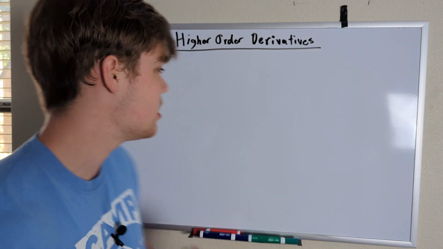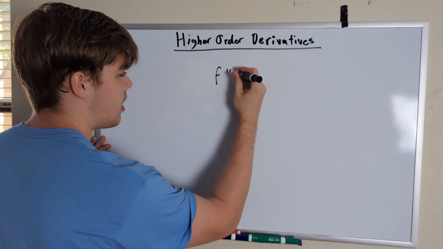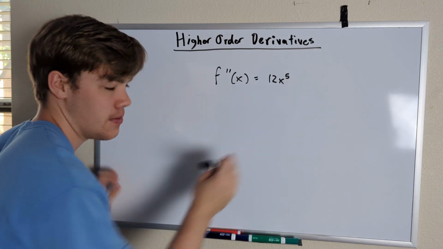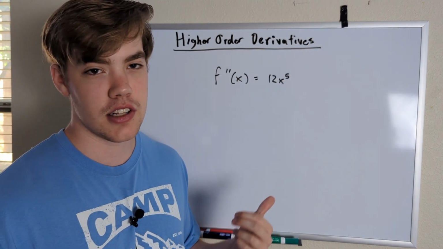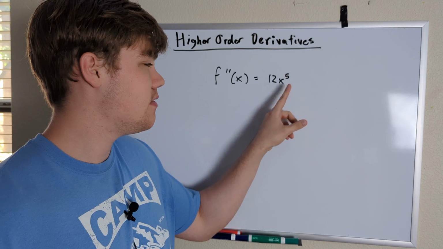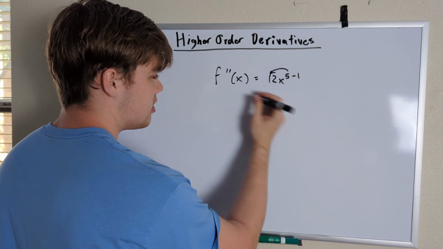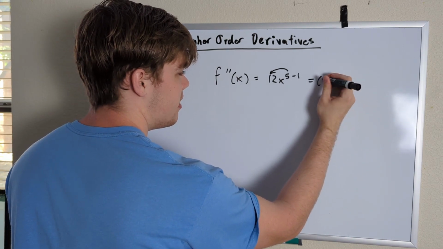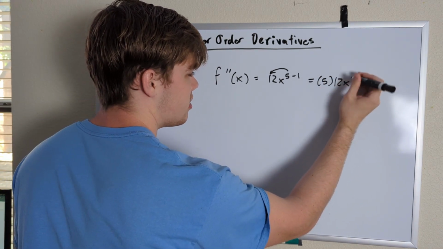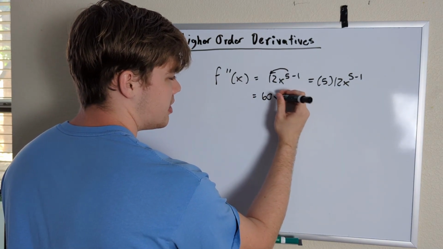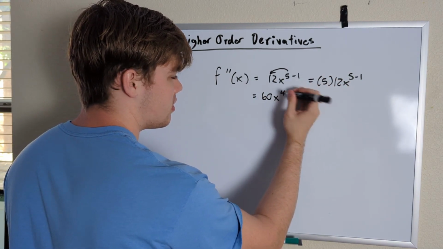We're going to find the second derivative, so f double prime of x, of 12x to the fifth. We did a similar example at the beginning of this video. Let's just do another one. Let's first find the derivative of 12x to the fifth. Using the power rule, we take the 5 down to the front and then subtract 1. So this is equal to 5 times 12x to the 5 minus 1 power. 5 times 12 is 60 times x to the 5 minus 1 power, which is just 4.